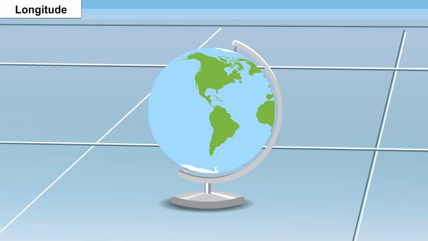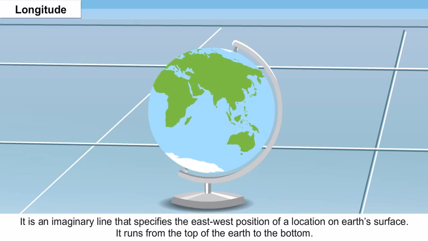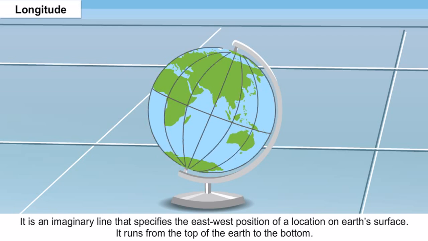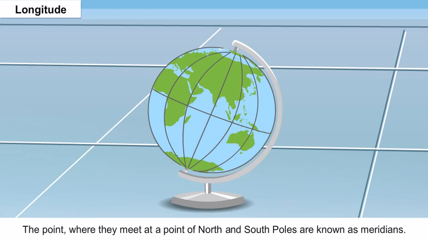Longitude. It is an imaginary line that specifies the east-west position of a location on Earth's surface. It runs from the top of the Earth to the bottom. The lines meet at the north and south poles and are known as meridians.